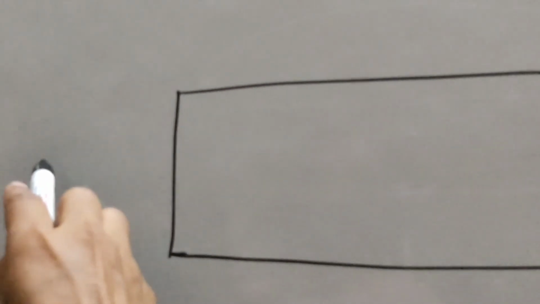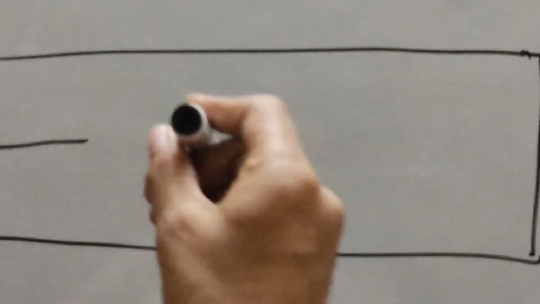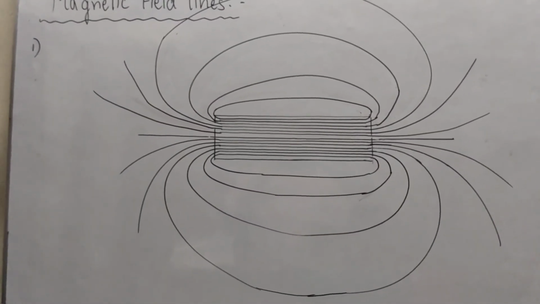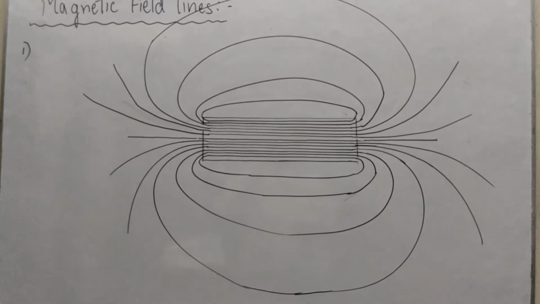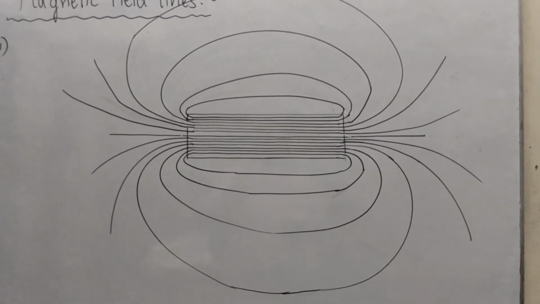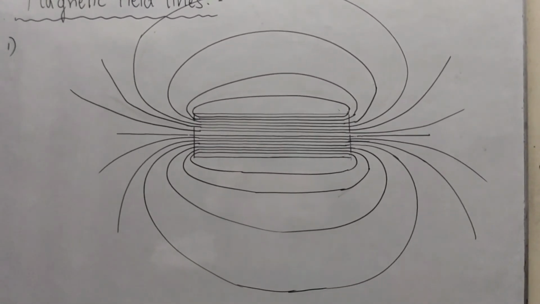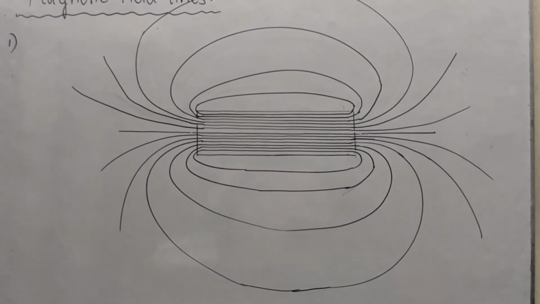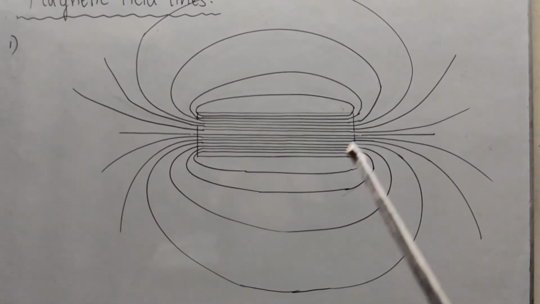Draw the bar magnet, draw this rectangular shape. And then draw a horizontal line from the center. Just wait, I'll draw it first and then explain. So using the previous activity, we can draw the magnetic field lines. Now, if you are asked to draw the magnetic field lines directly for a bar magnet, you will draw it in this manner.